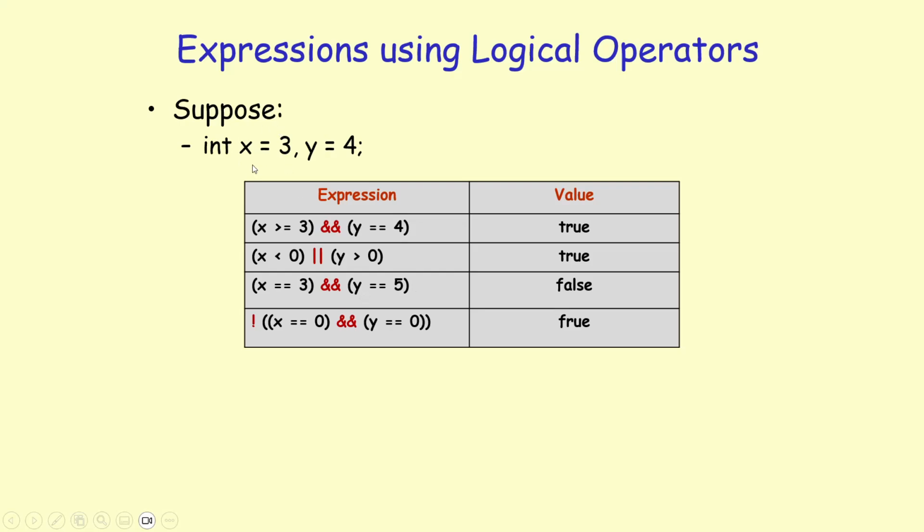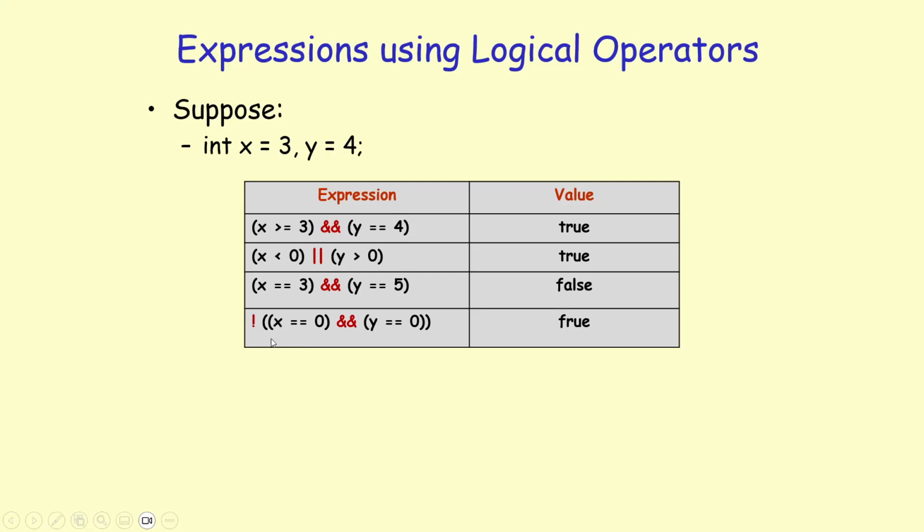The third one, x is equal to 3 and y is equal to 5. X is 3, as we can see, the value of x is 3. So the first part of the expression evaluates to true, but the second part does not evaluate to true because the value of y is 4, but we are checking y is equal to 5. So x is equal to 3 is true, but y is equal to 5 is false. So we've got true and false. That means the overall result will be false.